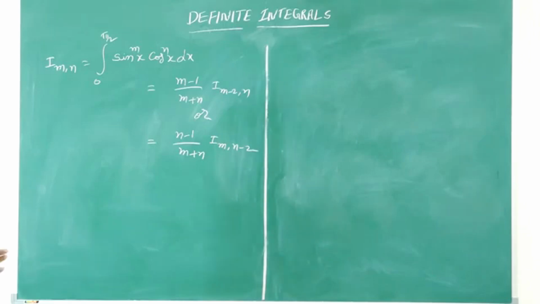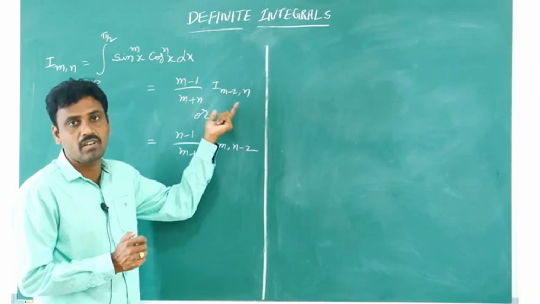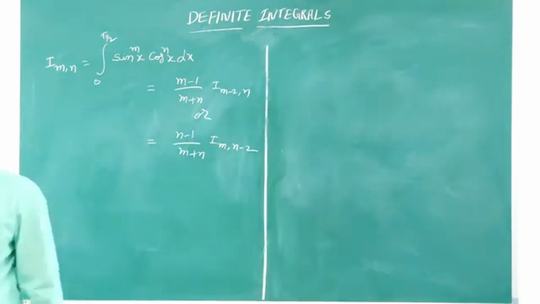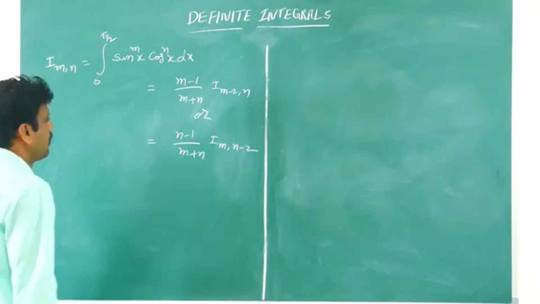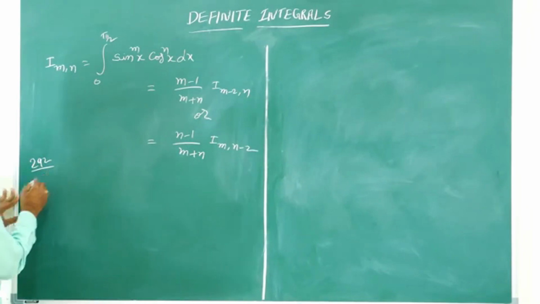M and n are positive integers. (m-1)/(m+n) I(m-2,n), or (n-1)/(m+n) I(m,n-2). Okay, for example, problem number 1, page number 292.